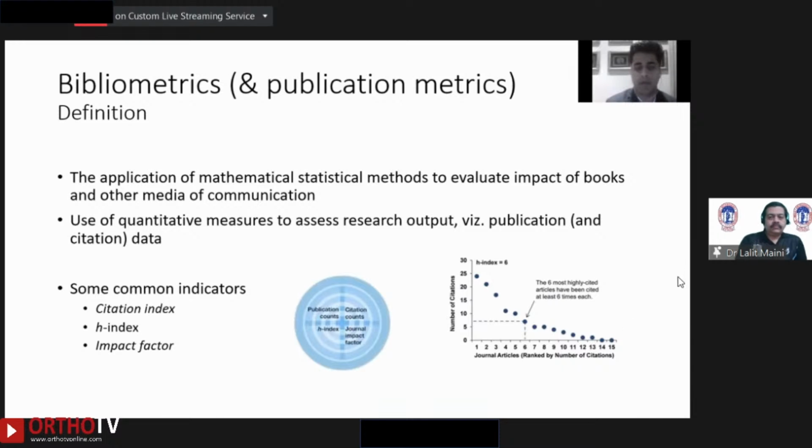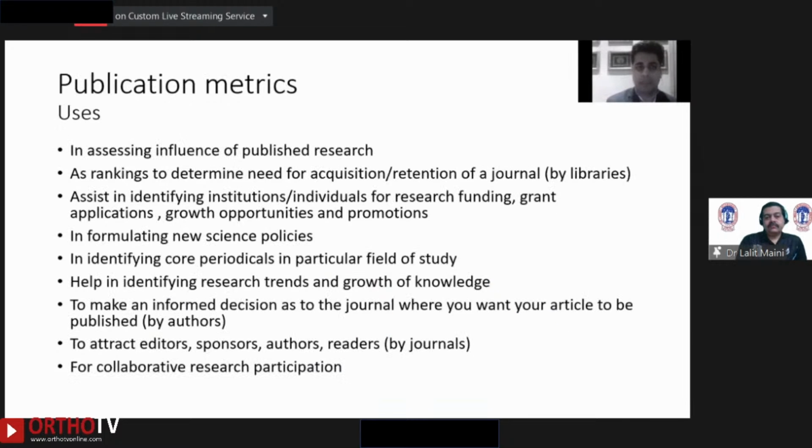So, basically, some common indicators you all have heard of are citation index or H index or the impact factor of journals. And I'm going to touch upon each of them. So the uses really is to assess the influence of this published research.